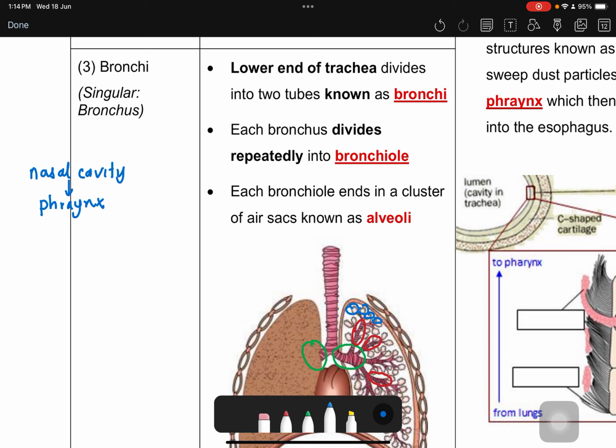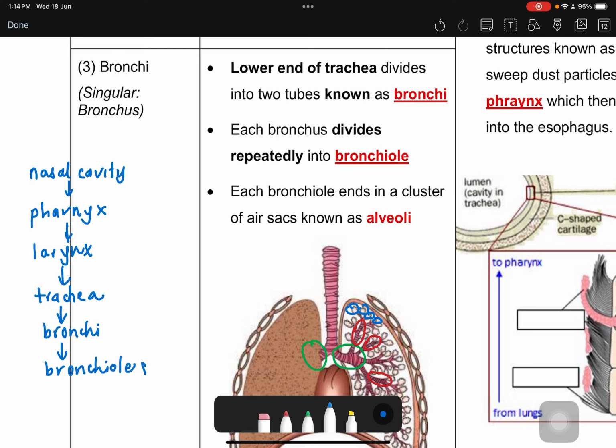sorry, there's a spelling error right there. It's P-H-A-R-Y-N-X. Okay, and then it will go down to your voice box where voice projection occurs before it enters the trachea, which is further divided into two bronchi, that is further divided into bronchioles, and ends off in the air sacs known as the alveoli.